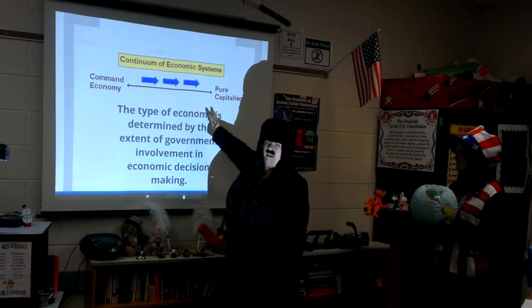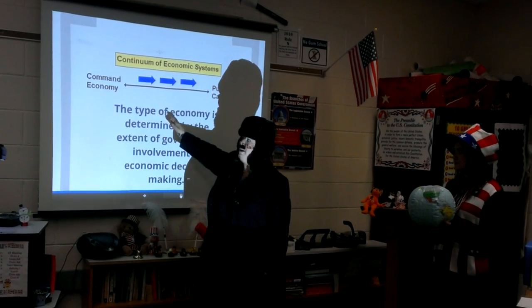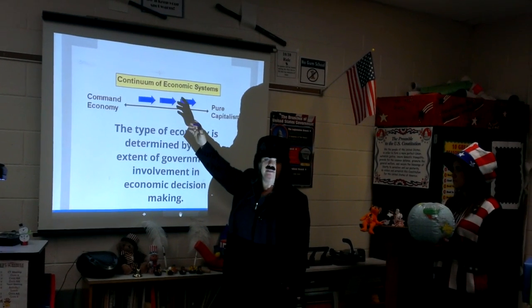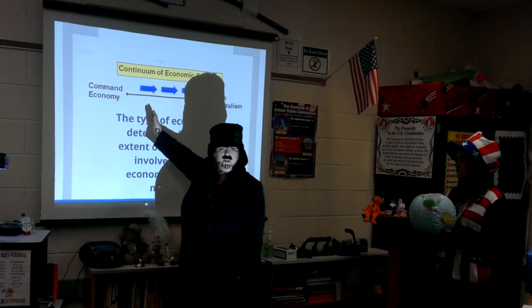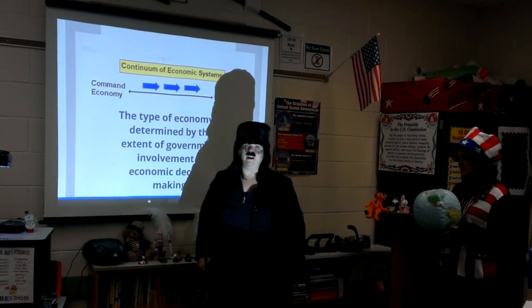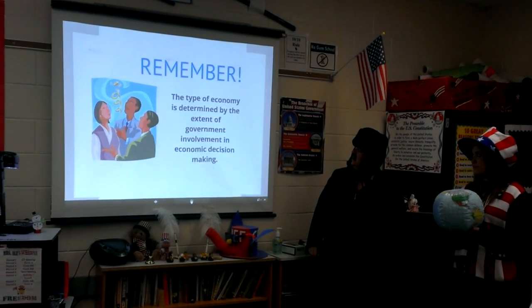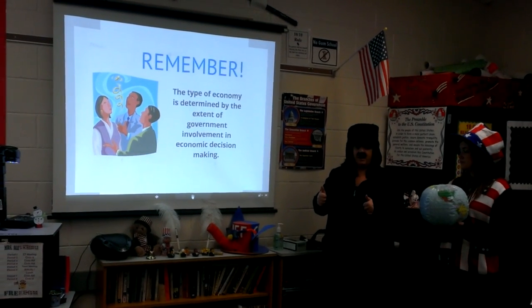You will find many nations falling along this continuum. The United States would lean more free market towards capitalism, whereas a country like Iraq would be free market but leaning heavily towards a command economy. Remember, check your government involvement.